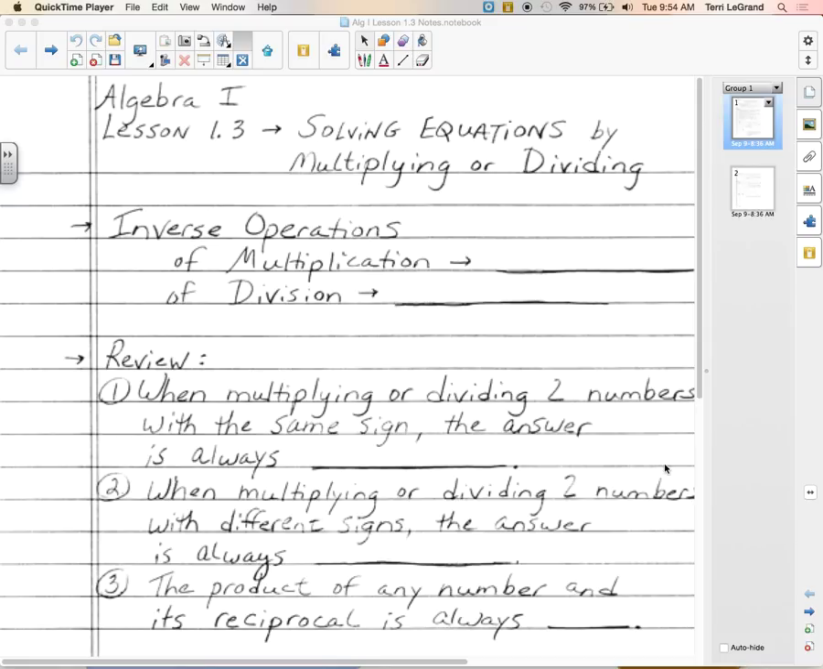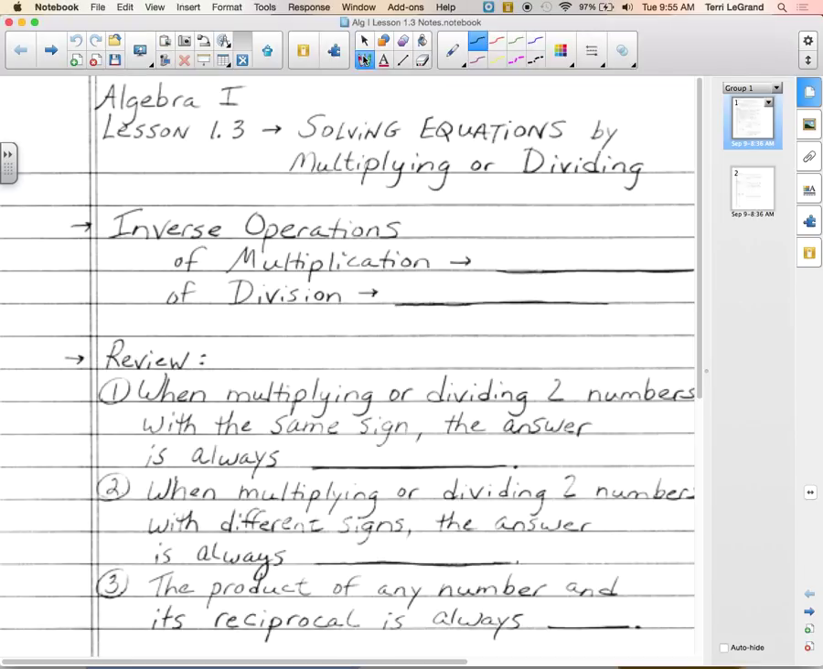We want to reserve the word opposites for meaning two values that are equidistant from 0 on the number line. That's what opposites means. Inverse means an operation that undoes another operation. So when we talk about the inverse operation of multiplication, what is it? It's division. Yeah, so whenever we want to undo multiplication, we're going to use division.